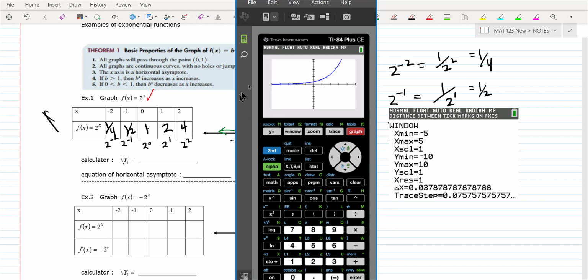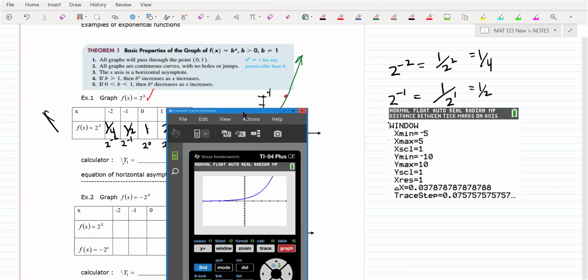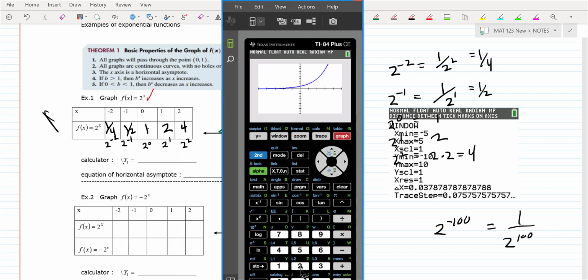No, they never will. And the reason for that is even if you did like 10, if you did 2 to the -100, that's 1 over 2 to the 100. That's not 0. It's a positive number, but it's real close to 0. So I mean, if you put 2 to the -100 on your calculator, what you get is scientific notation. Okay, I'll show you what happens.